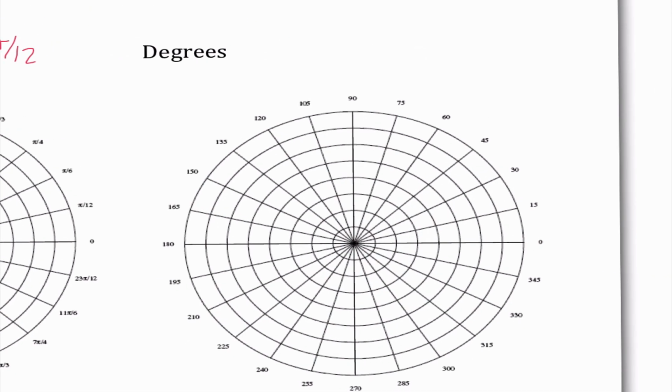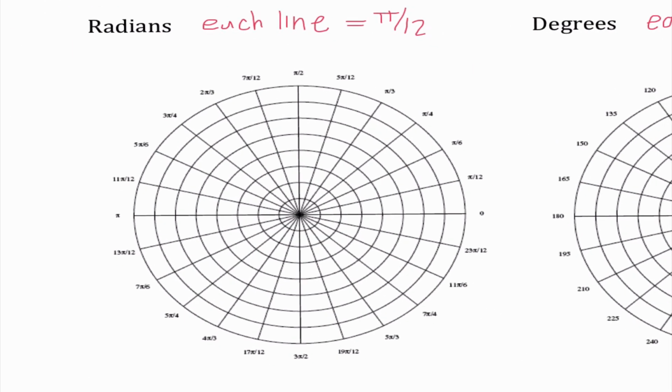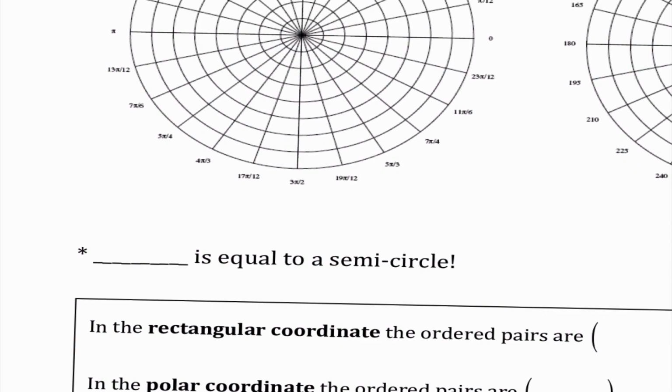Degrees, which I know we normally feel more confident with, each line is equal to 15 degrees. Okay, so it's important for us to remember that each one is 15. Okay, the only thing that's wrong with this is they should all have little degree symbols. Each radian is pi over 12. And I just want to remind us once again, pi is equal to a semicircle.